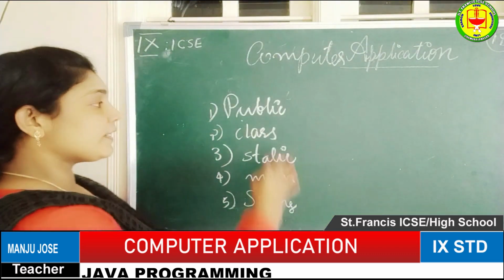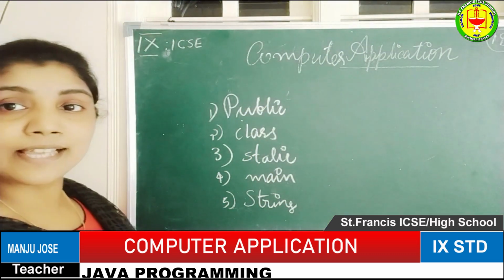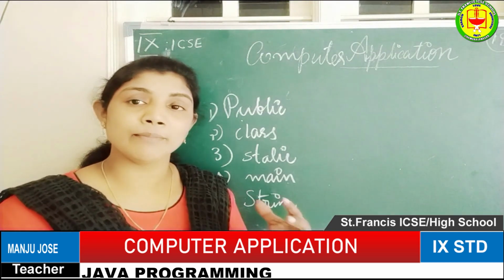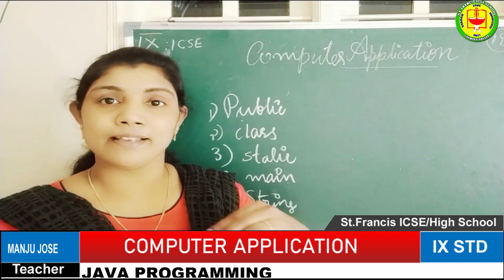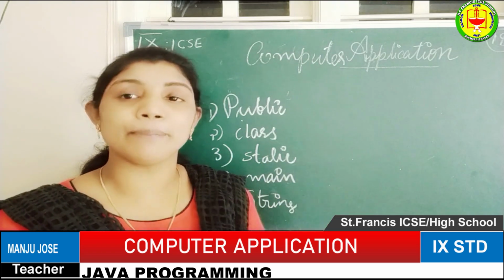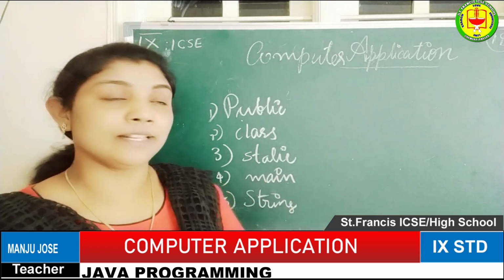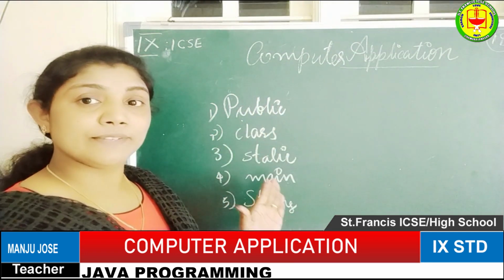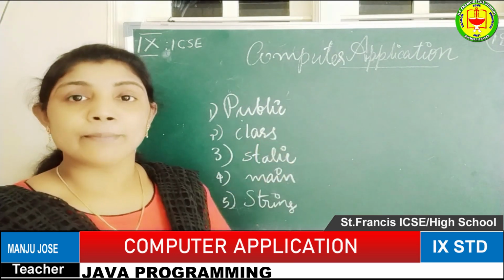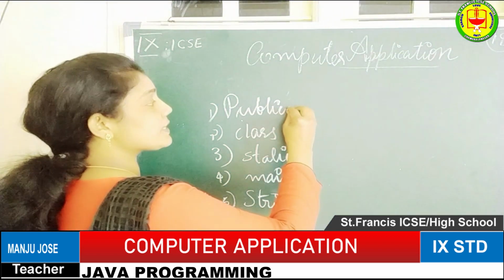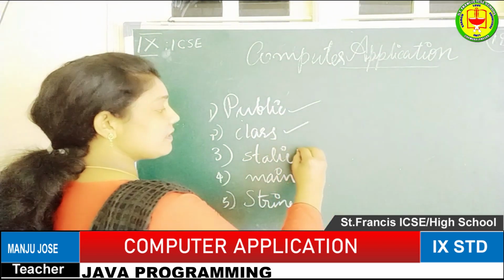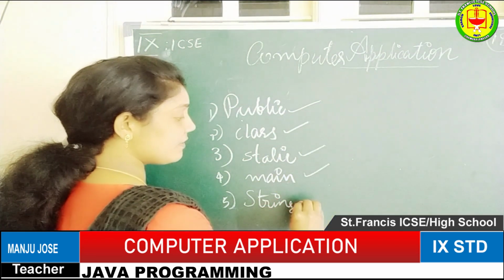So what are these? Today's example, how the programming will be done. I am using the video example that I gave in the previous class, the video recording class. So what are the major options we have used in the programming, we can see. The first keywords are public, class, static, main and string.